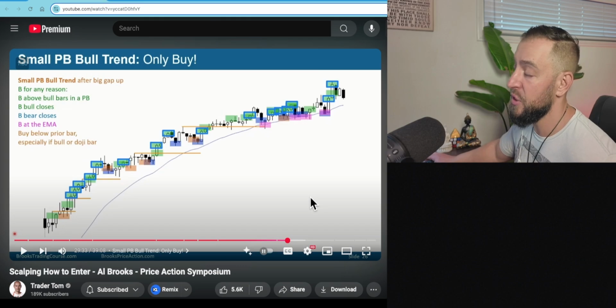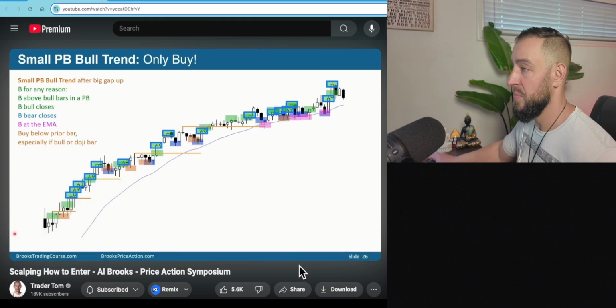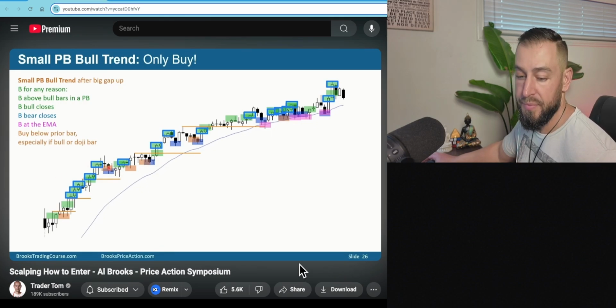So here's all the entries and the exits. And you can buy for any reason. You can buy above the high of a bull bar here. You can buy above that bar, above this bar, all day long. You can buy a bull close. Anytime you see a bar closing near its high, you just buy the market as soon as the bar closes. You can do that all day long. You can buy bear closes because the bears are not going to be making money and every attempt to reverse down is going to fail. So a bear bar, you buy it. Bear bar, when it closes, you just buy the market.